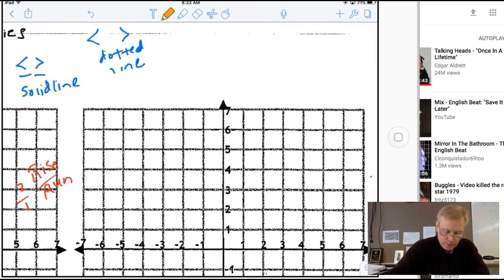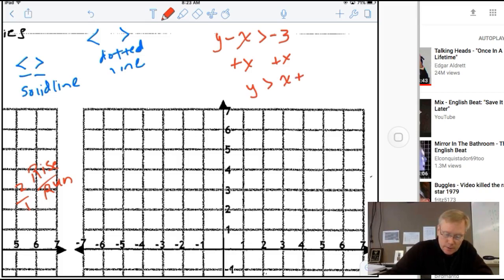Number 2. Do this one in red. y minus x is greater than -3. Okay, now it's easier to graph this line if I get y all alone on one side of the inequality. So what I'm going to do is I'm going to move that x, okay? And the opposite of subtracting x is adding x. So that's what I'm going to do. I'm going to add x to both sides. And I get y is greater than -3 plus x or x plus -3.